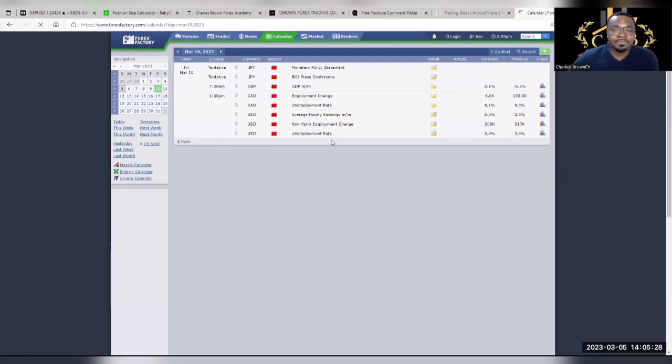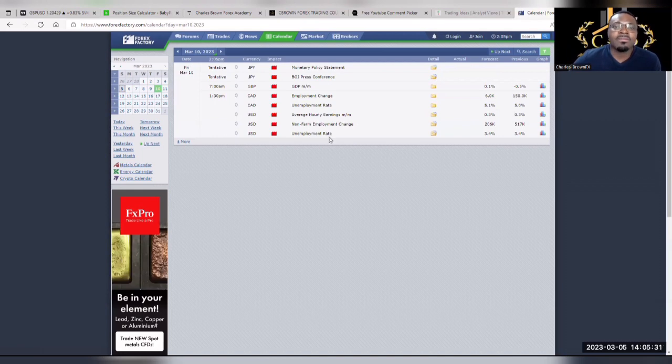Then on Friday is the biggie, which is the NFP. Non-farm payroll, unemployment rates, everything coming together in one blow, 1:30. So we have GBP also at 7 a.m. news. We have GBP gross domestic product news coming up, and also the Canada employment change and unemployment rate. We have USD also coming up: USD non-farm payroll change, employment change, and unemployment rate. So this is non-farm employment, which is non-farm payroll. They call it NFP.